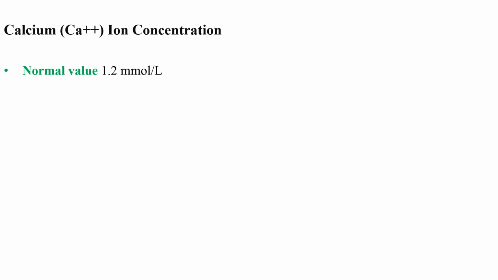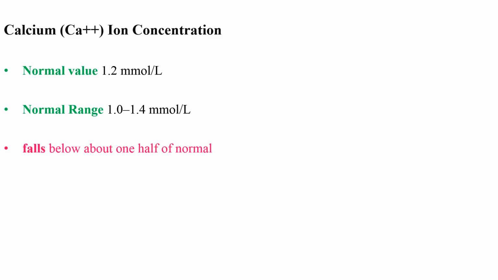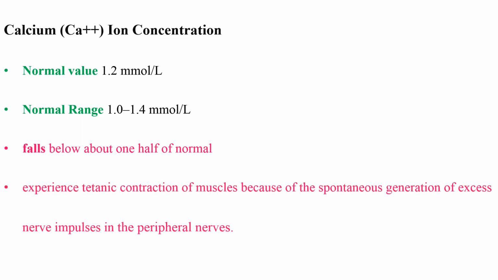The normal value for calcium ion concentration in the extracellular fluid is 1.2 millimole per liter. The normal range for calcium ion concentration is 1 to 1.4 millimole per liter. When the value of calcium ion concentration falls below about 1/2 of normal, a person may experience tetanic contraction of muscles because of the spontaneous generation of excess of nerve impulses in the peripheral nerves.